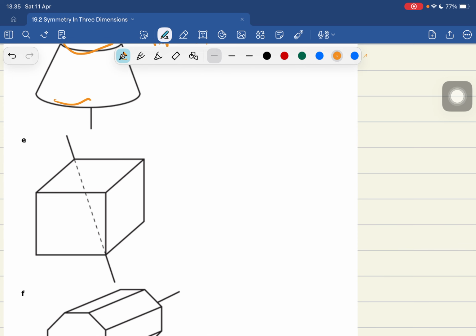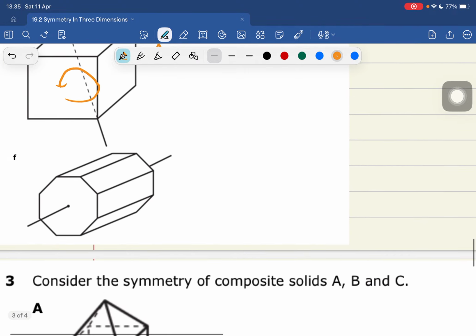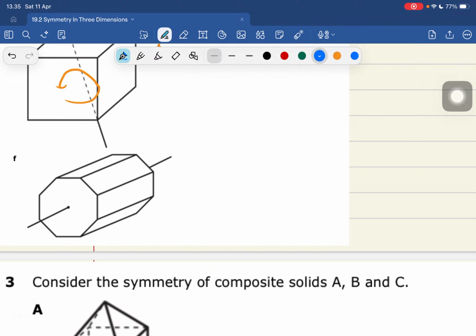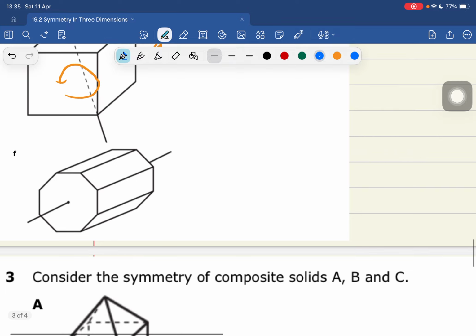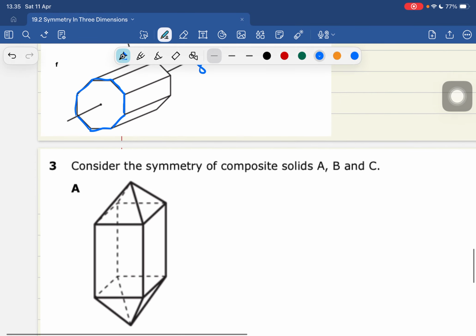E, okay, here is the cube. So we rotate 360 degrees. It comes to its position 4 times. 8, okay, we can also count based on the sides if they are regular. So 1, 2, 3, 4, 5, 6, 7, 8. So it's going to be 8 rotational symmetry.